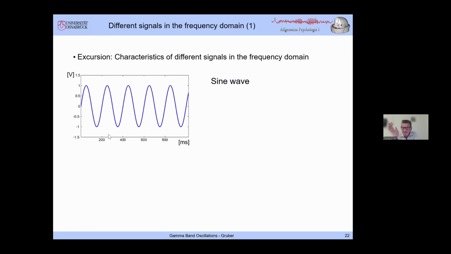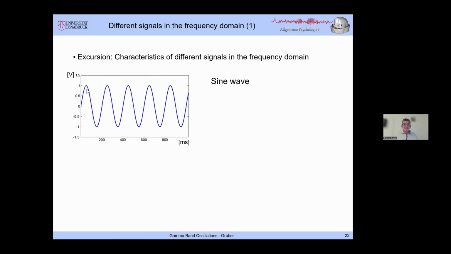And now I have to take you on this brief excursion on digital signal processing. I hope I have it as simple as possible to make it clear what I mean. Brief excursion. Let's have a look at the characteristics of different signals in the frequency domain.